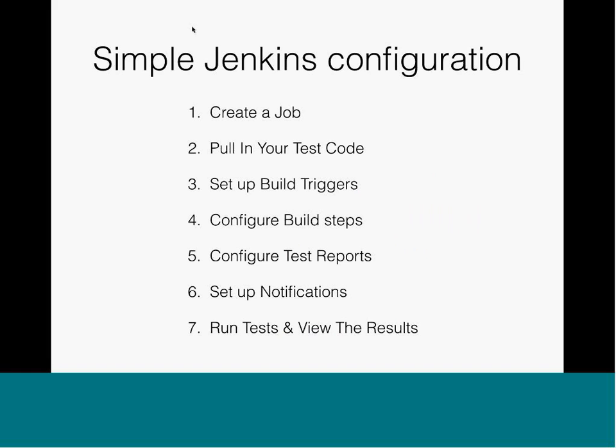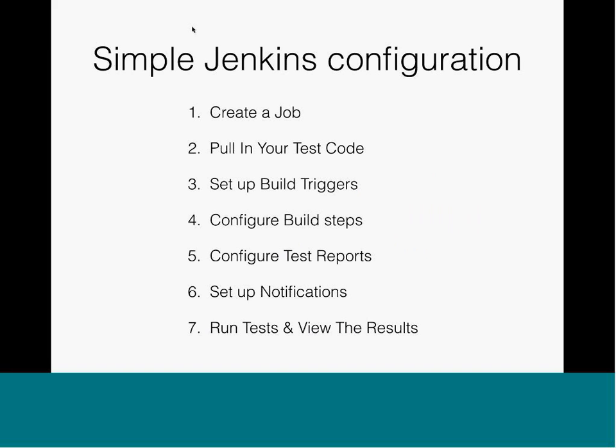So Jenkins in CloudBees, the simplest way is to create a job. And here are the 7 steps to set up a job really quickly. So you first create a job, and then you pull in your test code. And your test code can be in any number of places, but the best place it should be is in a version control repository. And then once you have that pulled in, you set up a trigger.